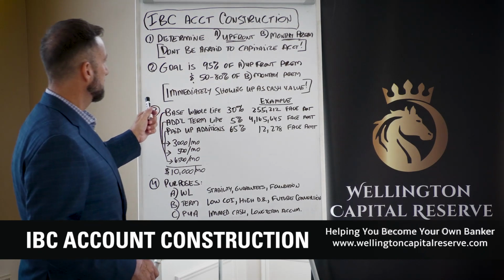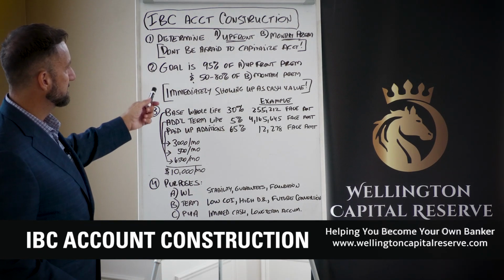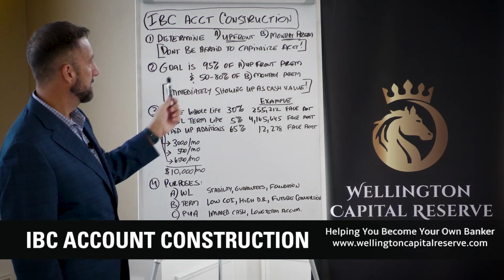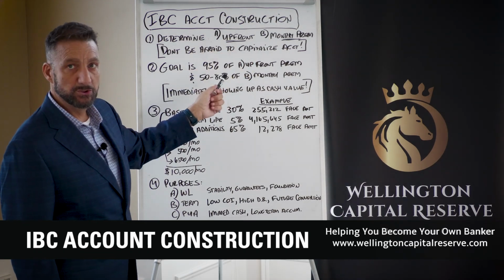So the second thing, or number 3 here, so how does that build? So if you know these are the 2 considerations, upfront and then monthly, how much cash of those shows up immediately?